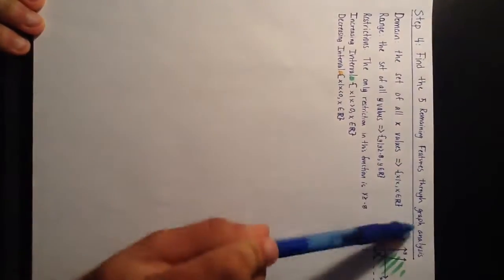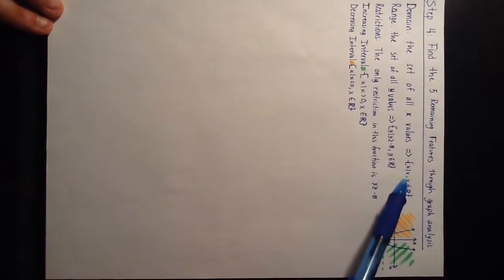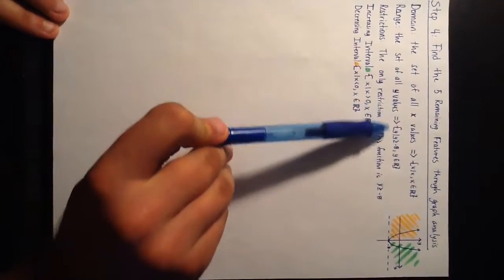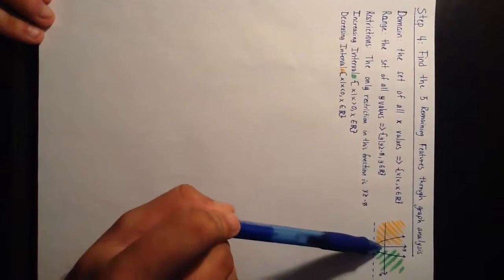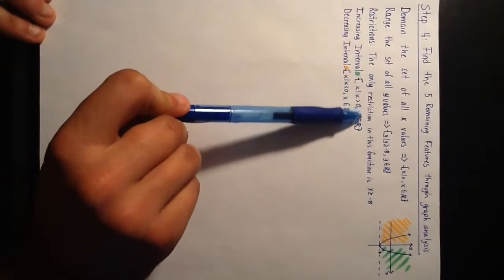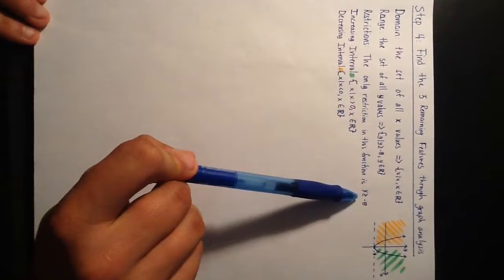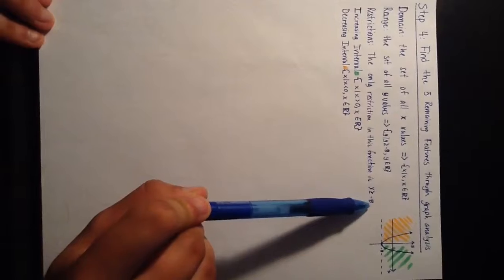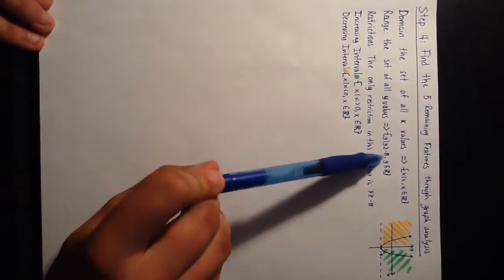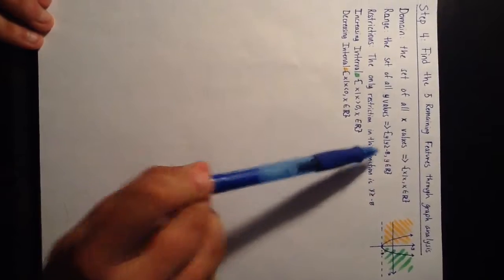Find the 5 remaining features through graph analysis. The domain is the set of all x values. In this case, any x value is good since there are no restrictions. On the other hand, the range is the set of all y values. But in this case, we do have a restriction, meaning that not all y values can be found in this function. The only restriction in this function is that y has to be greater than or equal to −8, shown by the dotted line above. And this restriction has to be included in the range. Right here, y is greater than or equal to −8.